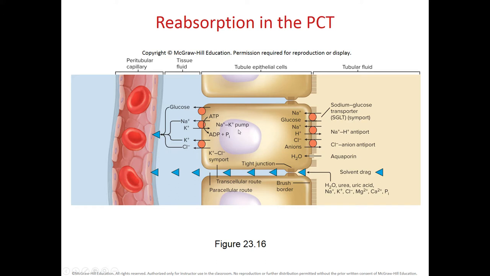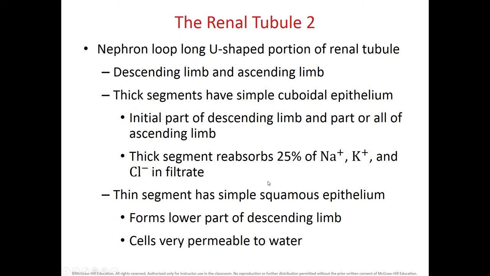Now, once you absorb these substances or molecules in the cells of the PCT, you can transport them into the circulatory system using the transporters that we have in the basal side. So we have a glucose transporter, and we have this antiporter or sodium potassium pump, in which you exchange sodium for potassium, or you can have this antiport for potassium and chloride. So that's the way that we reabsorb things in the PCT, most of the time using these proteins that are transporters and antiporters.